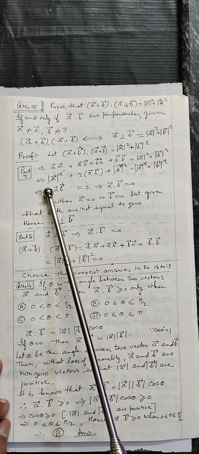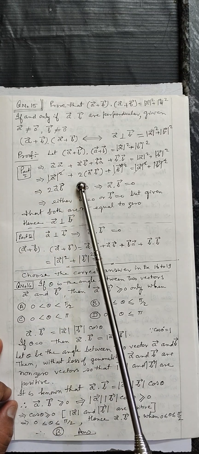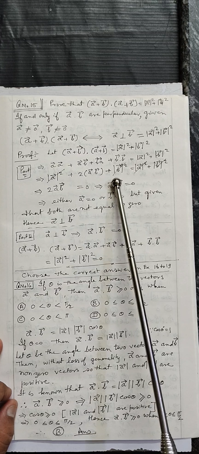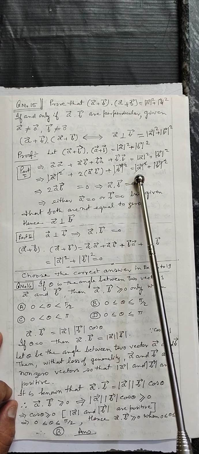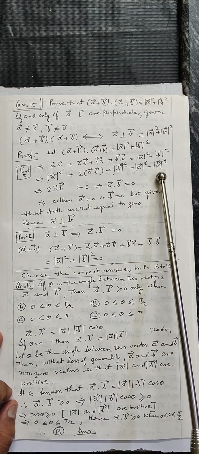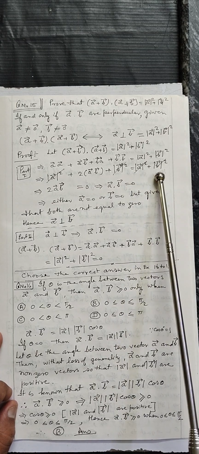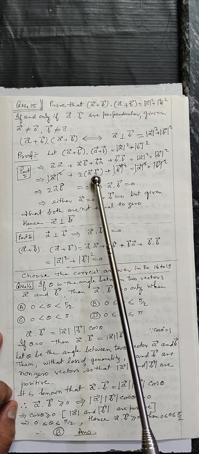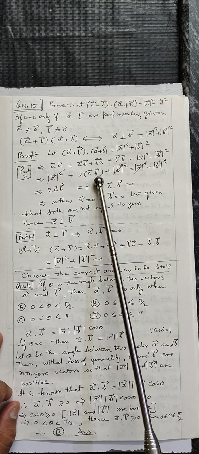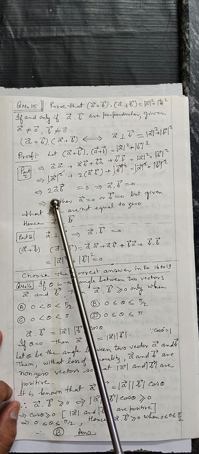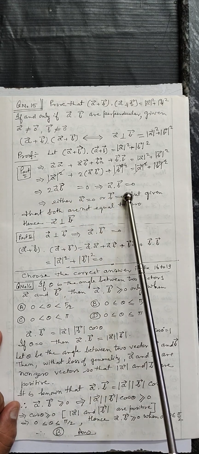and it will be equal to the magnitude of A whole square plus twice of A·B plus the magnitude of B whole square, that will be equal to the magnitude of A whole square plus the magnitude of B whole square. On the left and right hand sides, the A square and B square magnitudes cancel out. So we are left with only twice of vector A into vector B. So twice of A·B will be equal to 0. It means A·B is equal to 0.